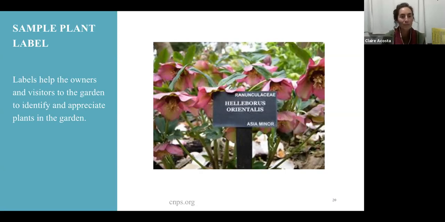And I like to put also on the tag when it was planted, like what year, so that you have an easy, quick reference, so you don't have to look at your database if you're on site maintaining the garden.